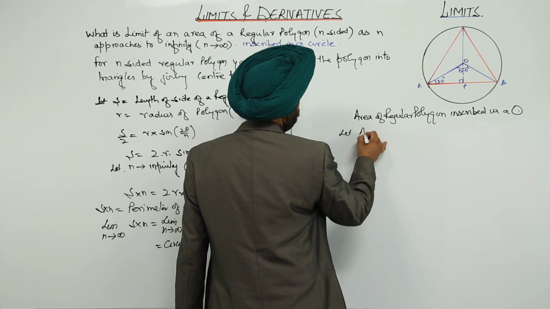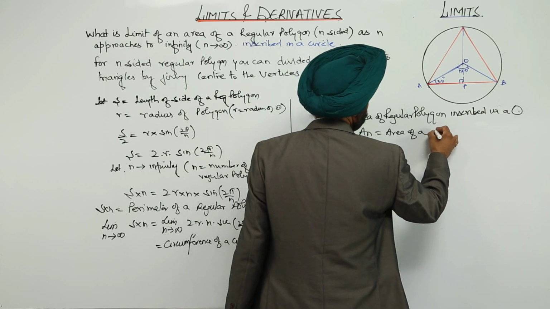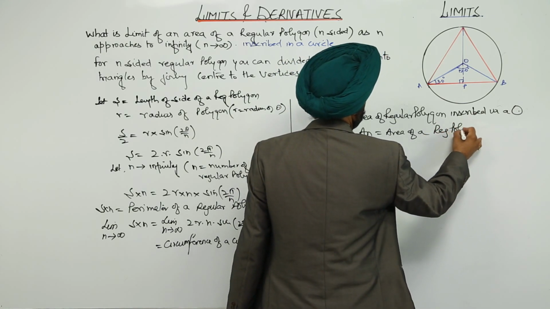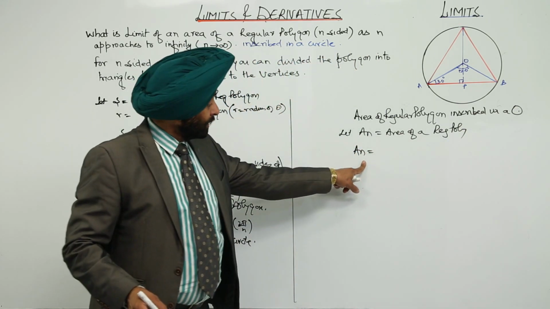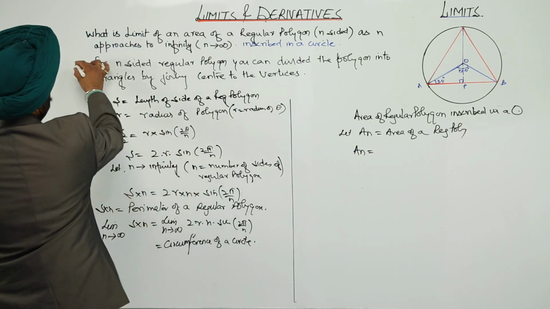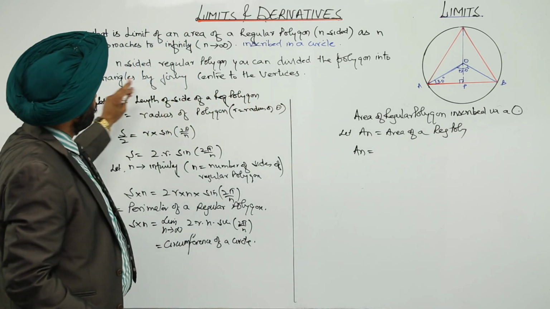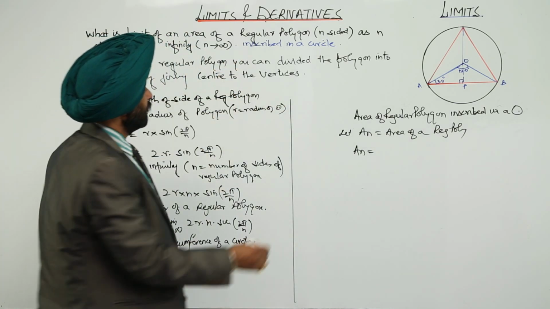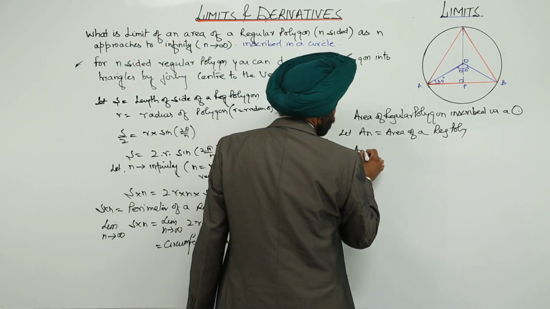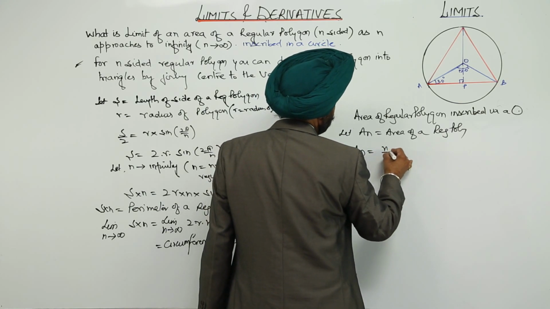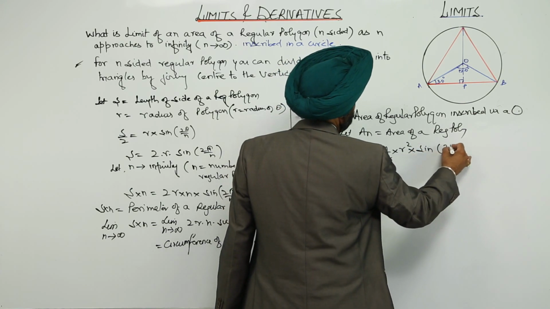let An be equal to the area of a regular polygon. Now what can we write? For an n-sided regular polygon, you can divide the polygon into triangles by joining the center to the vertices. After this, we can directly write the area as n upon 2 times r square times sine 2 pi by n.